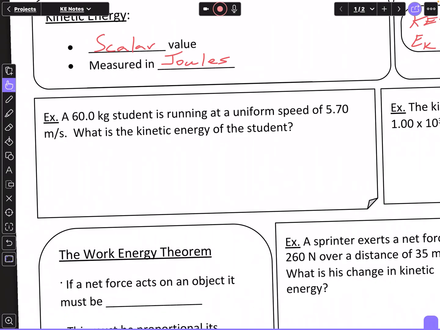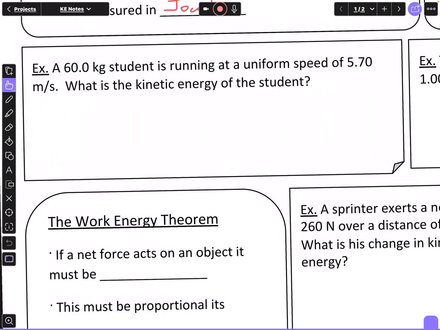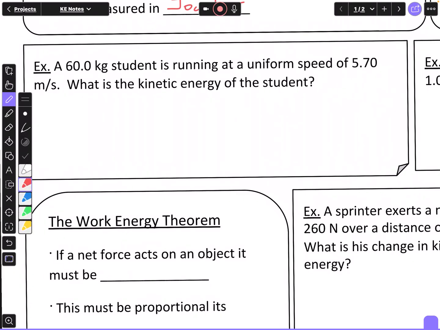So if I look at this first example problem, a 60.0 kilogram student is running at a uniform speed of 5.70 meters per second. So what am I given in the problem? I'm given a mass, and I'm given a velocity v right there. So I'm going to start from my equation, and I'm asking for the kinetic energy. So kinetic energy is equal to 1/2 times mass times velocity squared. So now plug that in.